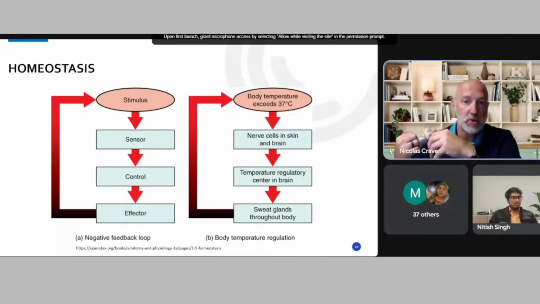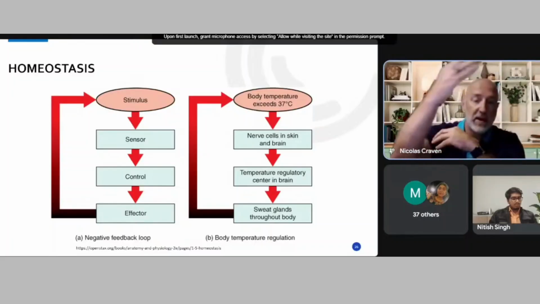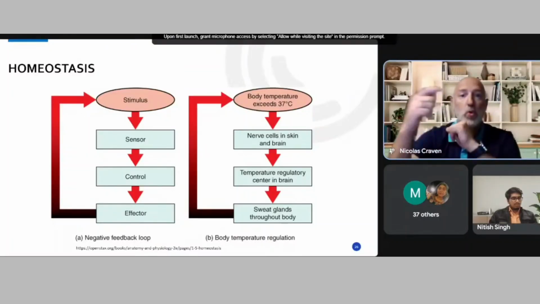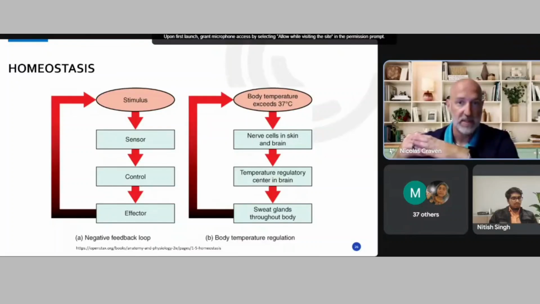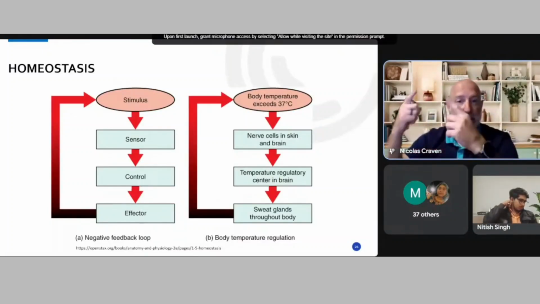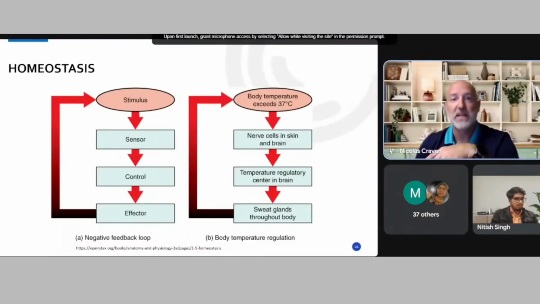It tells the control center in the brain that our temperature is rising. We need to do something about it. And so then that control center has an effector. In this case, when we're talking about temperature, it has the sweat glands throughout the body produce sweat that then comes back around and cools the body back to that 37 degrees Celsius. So if we start ticking up to 38 or 39 degrees Celsius, the body recognizes it and then does something about it to bring that temperature back down.